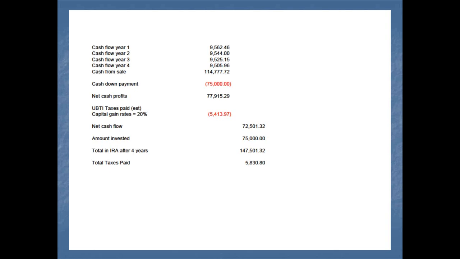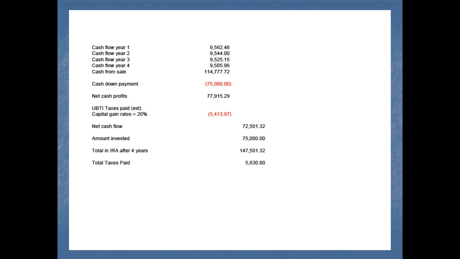I subtracted the amount that we had to put down. Remember, we put $75,000 down initially. So our net cash profit is just shy of $78,000. The taxes we have to pay on the capital gain, because you know what? You get capital gain rates inside of this IRA. Just because those rates go up really high, we still get to take long-term capital gain on this, and I've estimated that to be 20%.